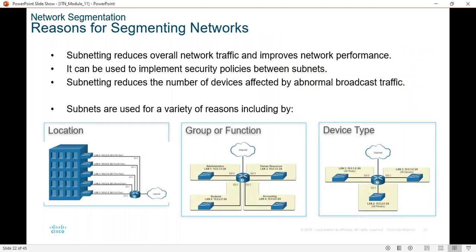If you have been given an IP address, you can subnet it and divide it, let's say, into 500 networks out of a single IP address. Very, very possible. So that's what subnetting brings in. It reduces overall network traffic and improves network performance. It is used to implement security policies between subnets. Subnetting reduces the number of devices affected by abnormal broadcasts.